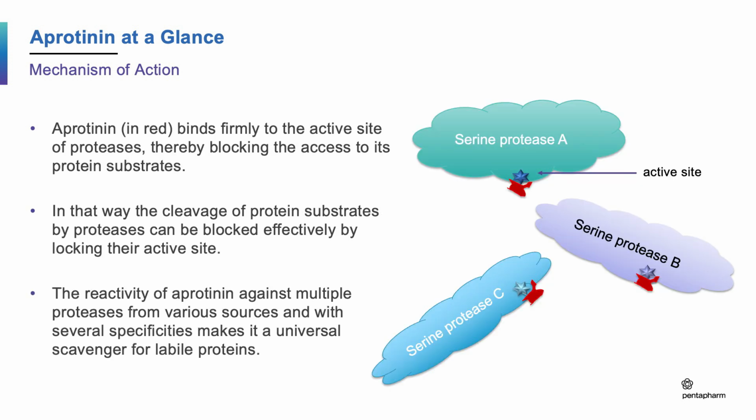Let's explore how aprotinin works. This diagram illustrates the mechanism of action with the red figure representing aprotinin. It binds firmly to the active site of proteases, thereby blocking the access to its protein substrates and subsequent cleavage of protein substrates by proteases. The reactivity of aprotinin against multiple proteases from various sources and with several specificities makes it a universal scavenger for labile proteins.